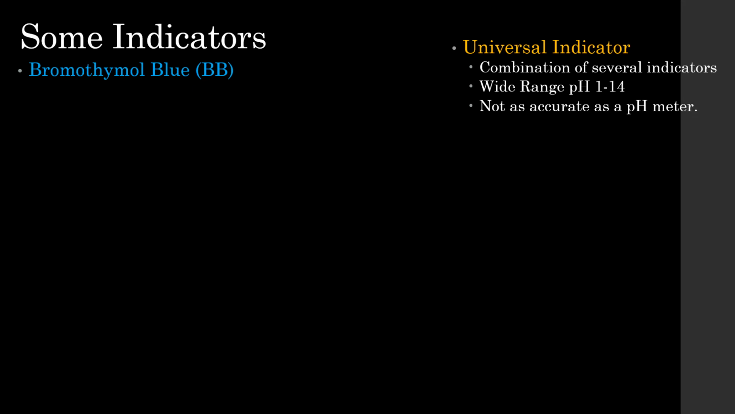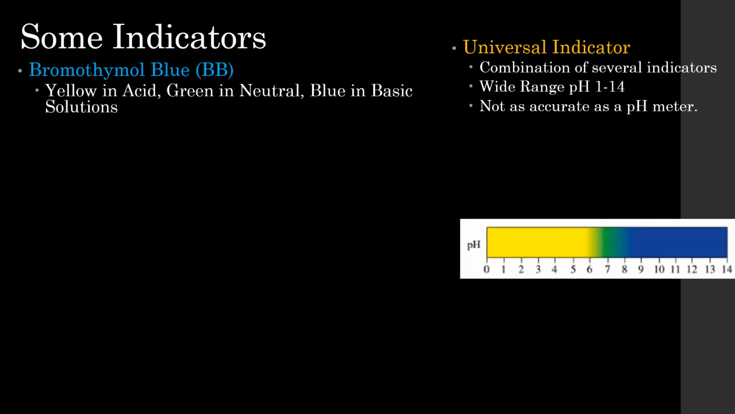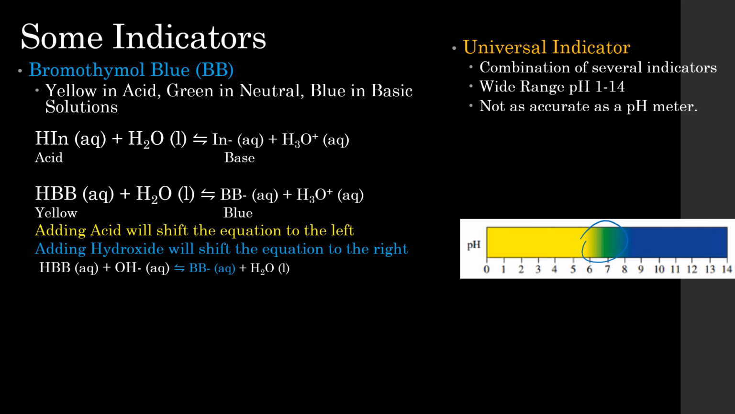Now, bromophenol blue is an interesting one, so we'll look at that one first of all. So bromophenol blue is yellow in acid, it's green when it's neutral, and it's blue in basic solutions. So let's have a look here.